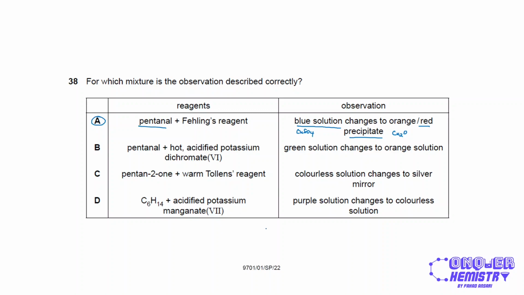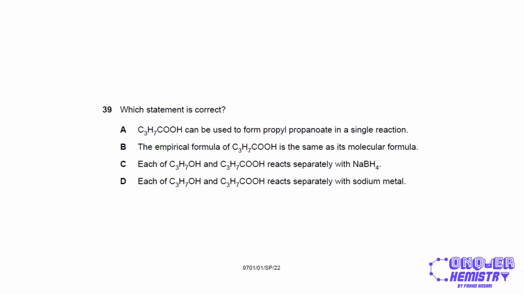Which statement is correct? It says that butanoic acid can be used to form propyl propanoate in a single reaction. Nope, because this is butanoic acid, you will have to reduce the number of carbon atoms in this carboxylic acid somehow before converting it into an ester.